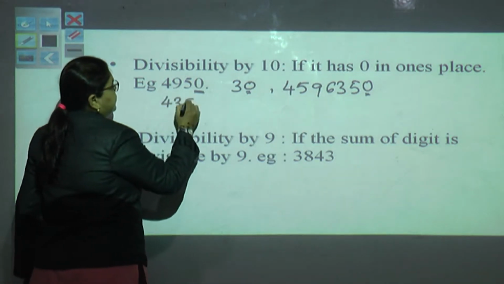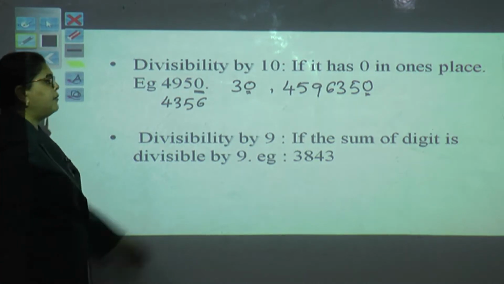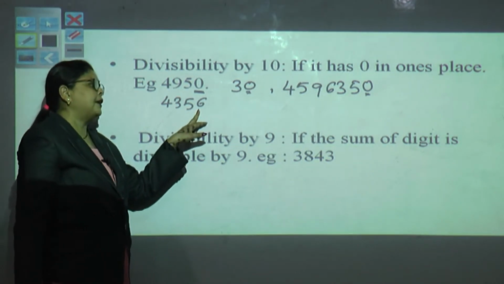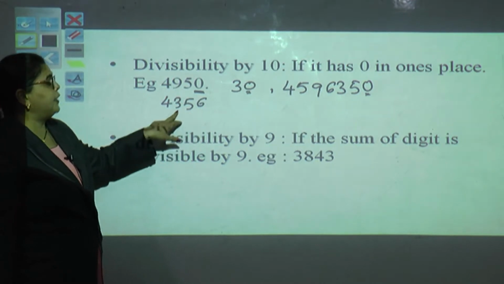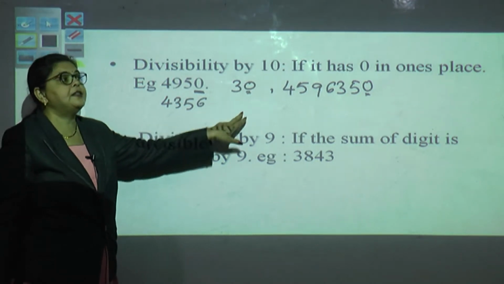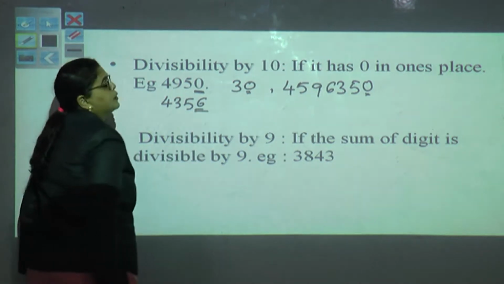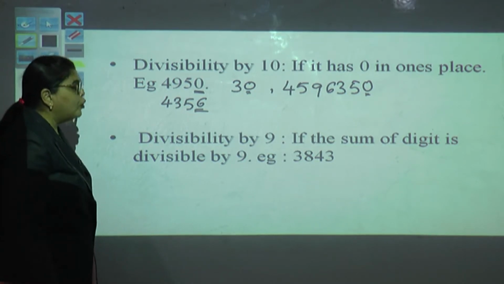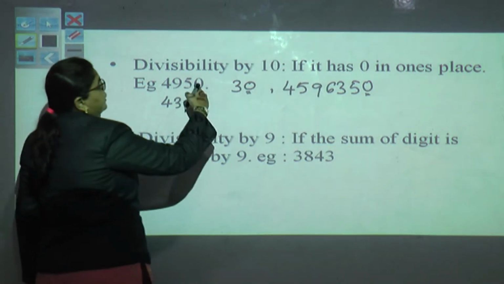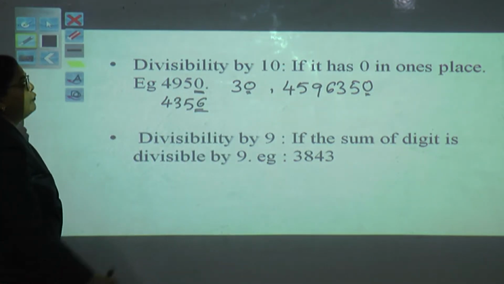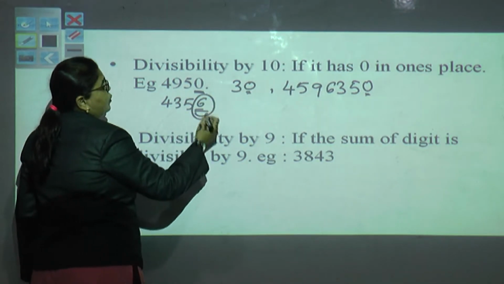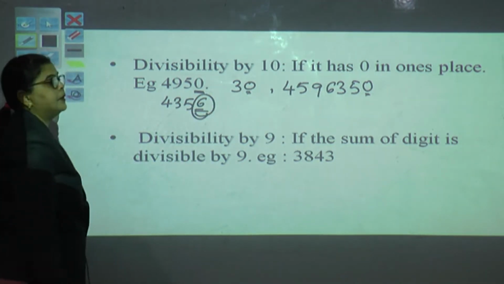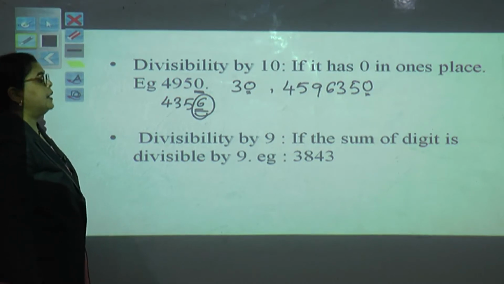Suppose the number is in this way. Can we say that this number is divisible by 10? Yes, by seeing it we can say this number is not divisible by 10 because we don't have a 0 in the ones place. So we can find out whether the given number is divisible by 10 or not by checking whether the ones place is 0. If we have any number other than 0 in the ones place, we can't say that number is divisible by 10. We can say that the number is not divisible by 10.